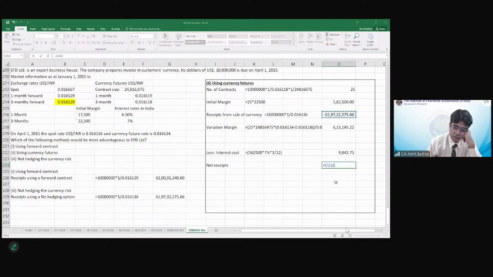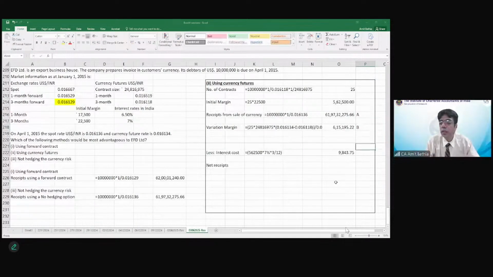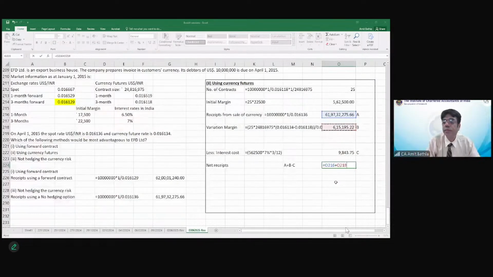6197 plus, 1 minute. Let me make it easy for you also over here. Let me put it this way over here. This is, for example, A. This is B. And this is C. Then what is going to be your net receipts in that case? It will be A plus B minus C. Okay. I hope it is easy to understand then in that case for everyone.